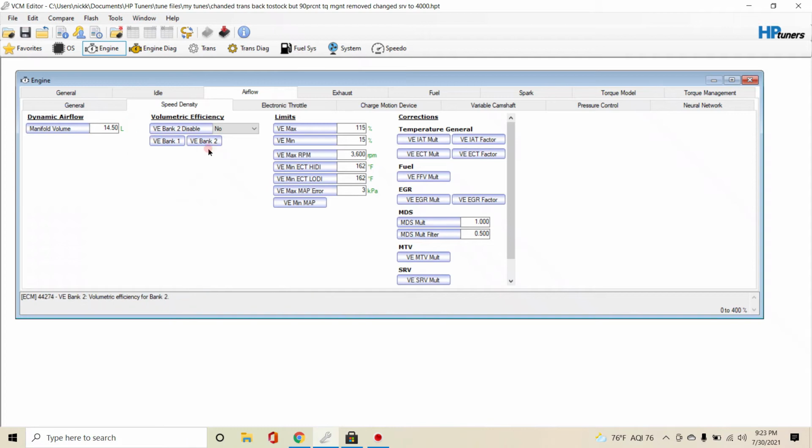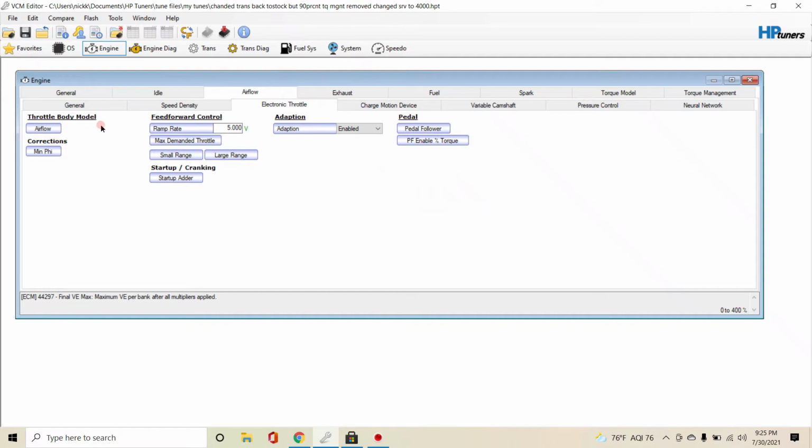Speed density. So speed density, you have your manifold volume, that's how much air, well here they have it in liters, but how many liters that intake can hold. I'm assuming of air too, so. And then you got your volumetric efficiency, these are VE limits.